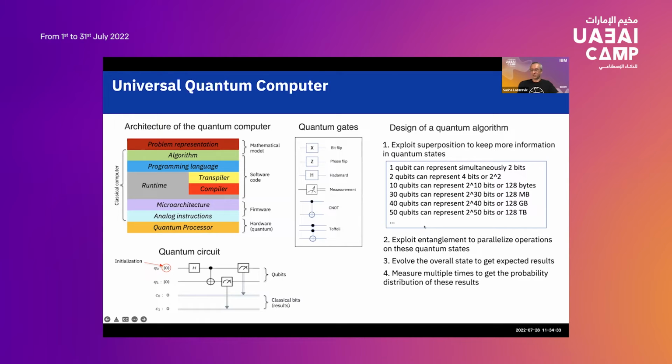can represent. So the second step is, after we use the superposition, we are going to entangle the system so that we can parallelize the operations. The third, using interference, we can evolve the overall state to get respective results. And in the end, we measure multiple times. We repeat the whole circuit multiple times to get the probability distribution.